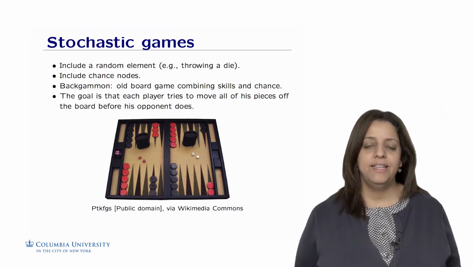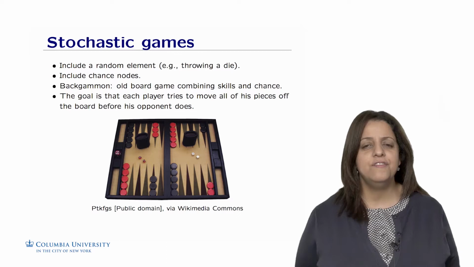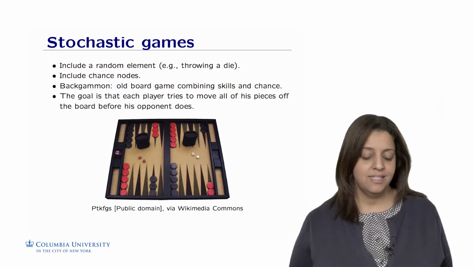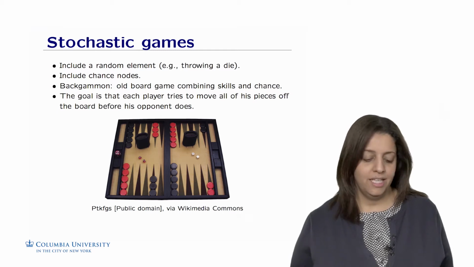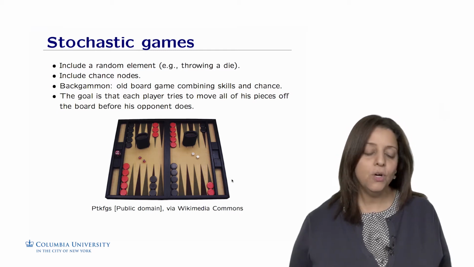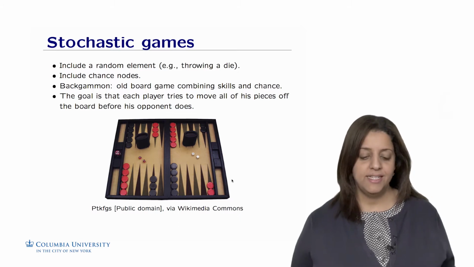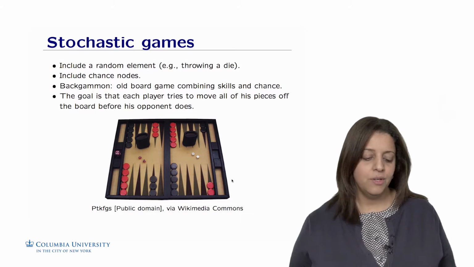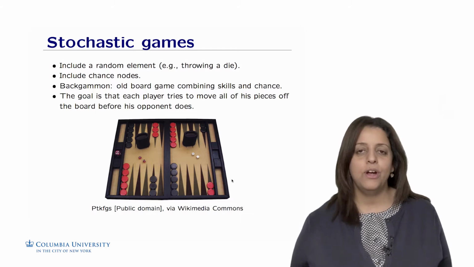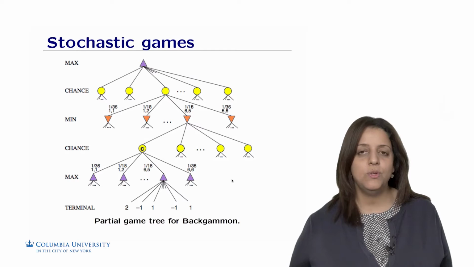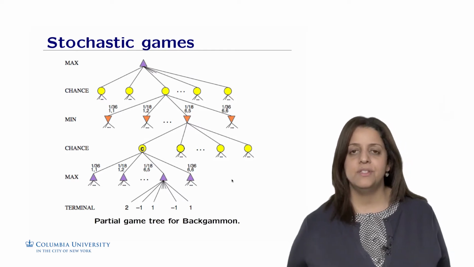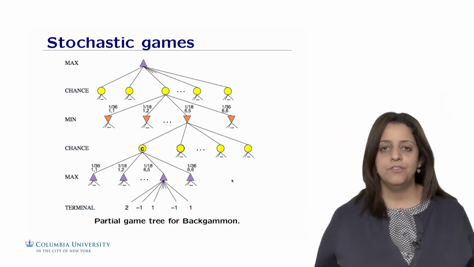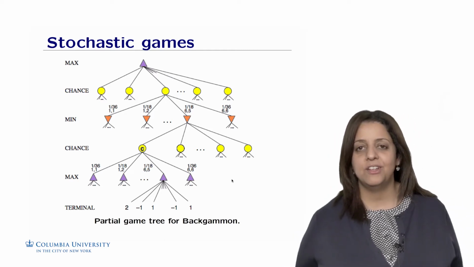An example of a game is backgammon, which is one of the oldest board games combining skills and chance of the players. The goal is that, given a board like this one, each player needs to get rid of their pieces as soon as possible before the other one does. I'm not going to go into the details of how the game works, but I wanted to show you that in this case, the game tree is slightly different from what we have seen so far for tic-tac-toe, our toy examples, and also for chess, where there is no chance factor occurring.